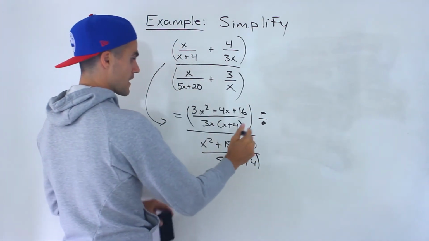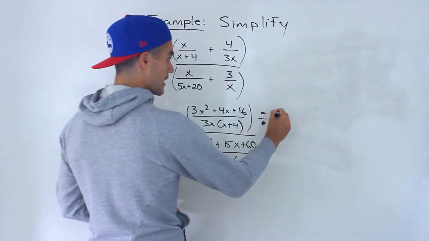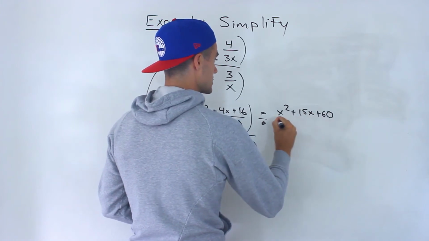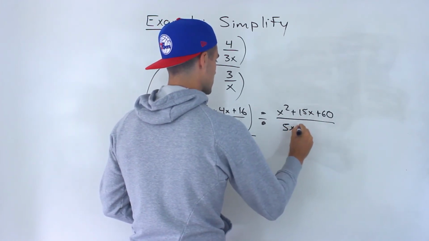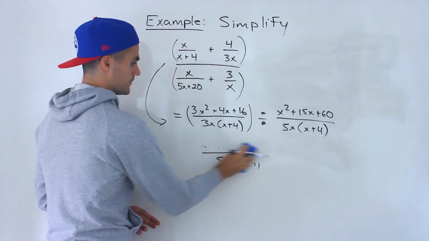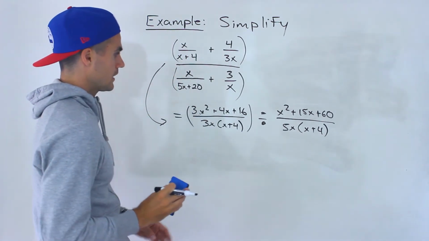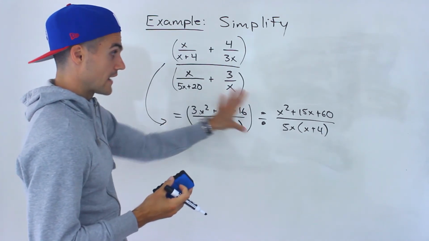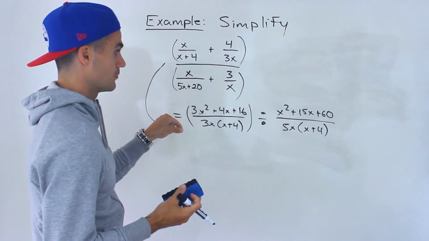So we could actually rewrite this instead. Instead of having it in this fraction format, we could take this divided by x squared plus 15x plus 60 all over 5x times (x plus 4) instead of writing it here. Right, and now this just becomes like dividing rational expressions like we've done before.